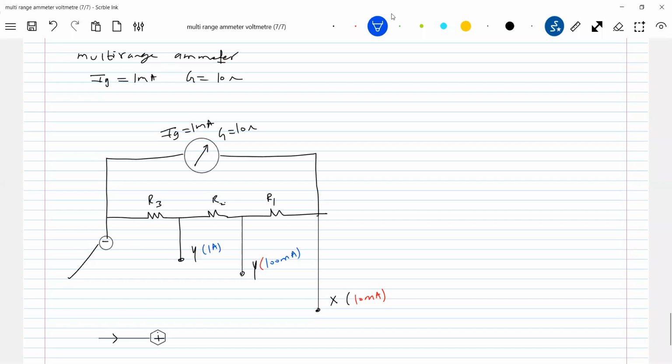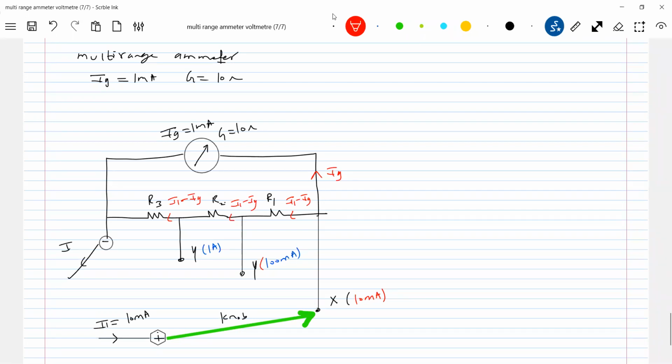So first let me give the arrow. This is a knob. Let the knob be located here. So here the 10 milliampere current will enter. I'll call this I1. What is I1? I1 will be 10 milliampere, and the same I1 should return. So how much current will flow here? Ig through the galvanometer, and here I1 minus Ig, and the total current I1 will leave from the negative terminal.